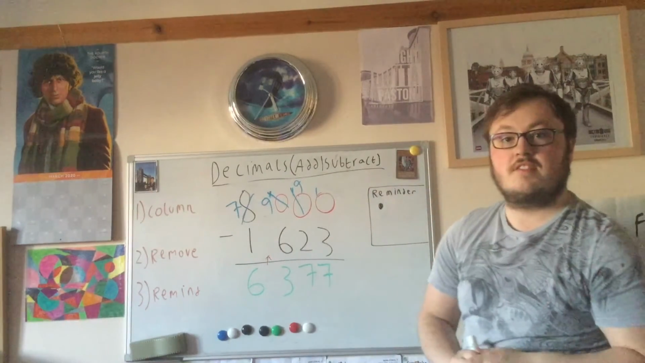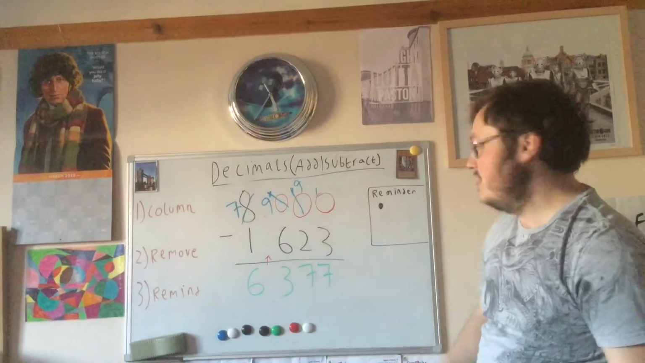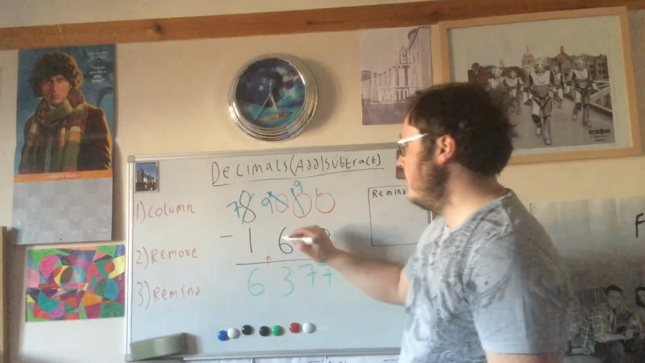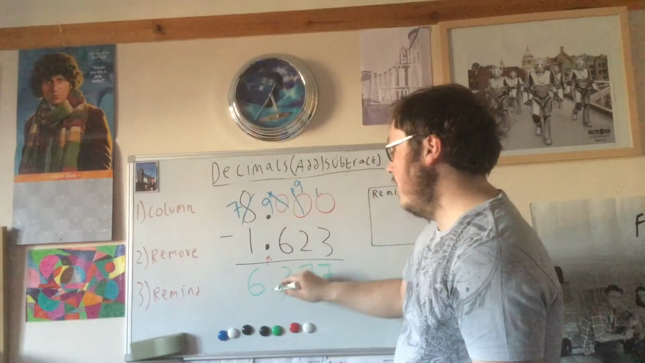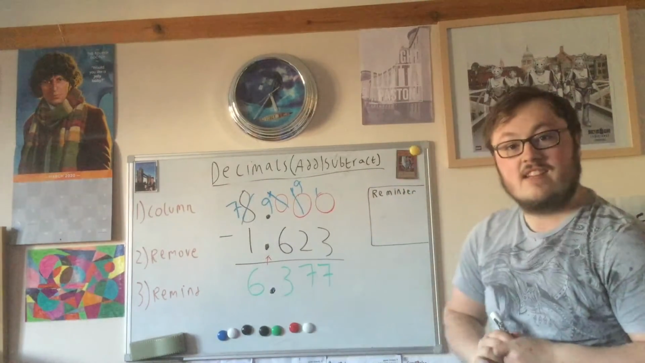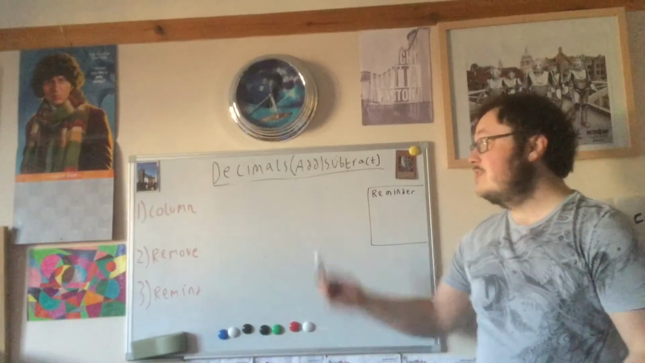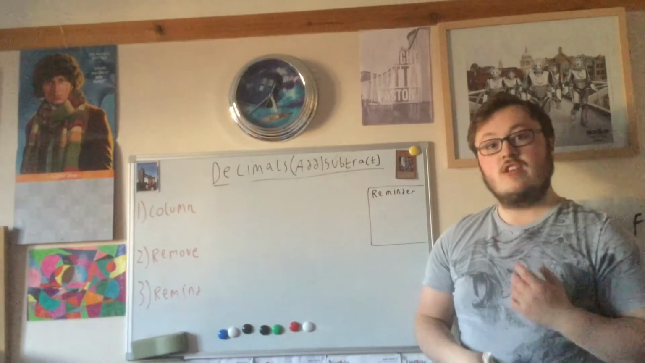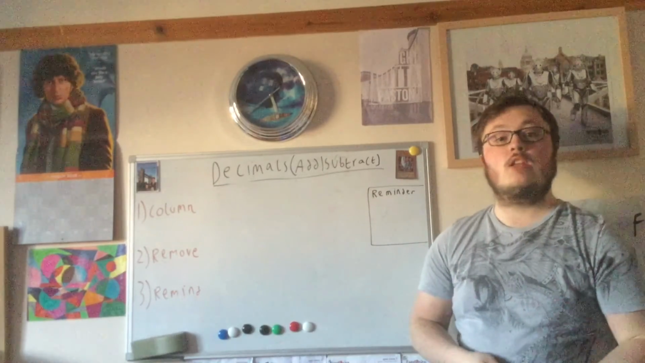And that's the answer. Or is it? We still have the decimal to put in. So we get rid of the reminder and we put it back where the red arrow's telling us. There and there. And to make it in line, we put it there as well. So the actual answer is 6.377. So it really isn't that different to normal addition and subtraction. You just need to remember to take the decimal out and then put it back when you're done.